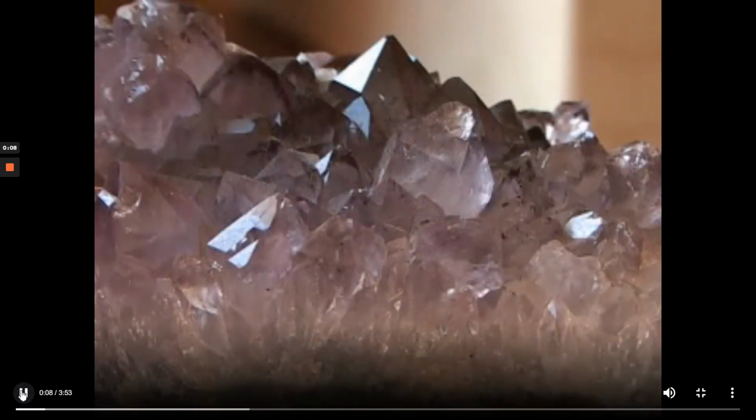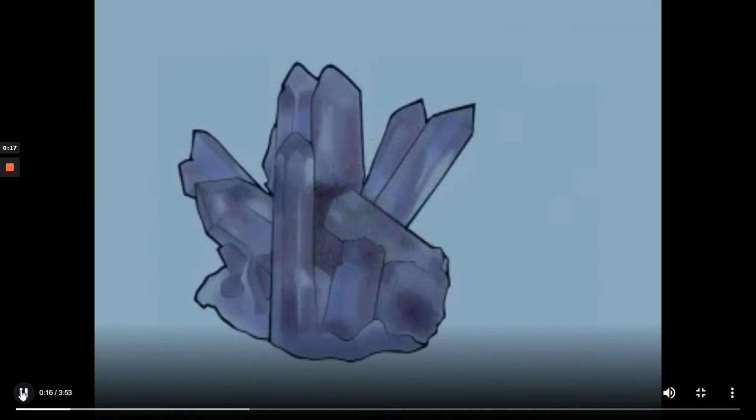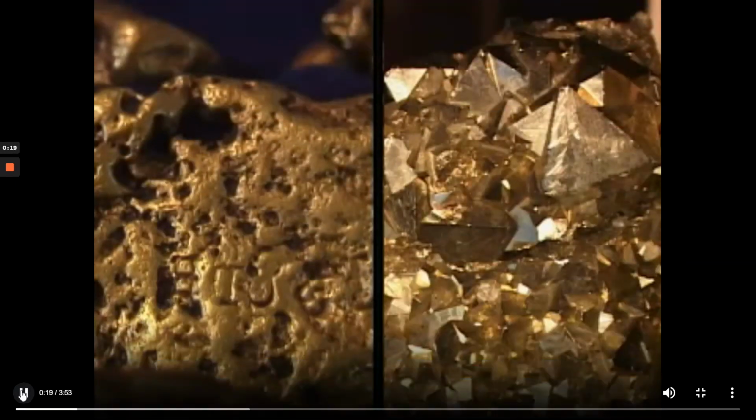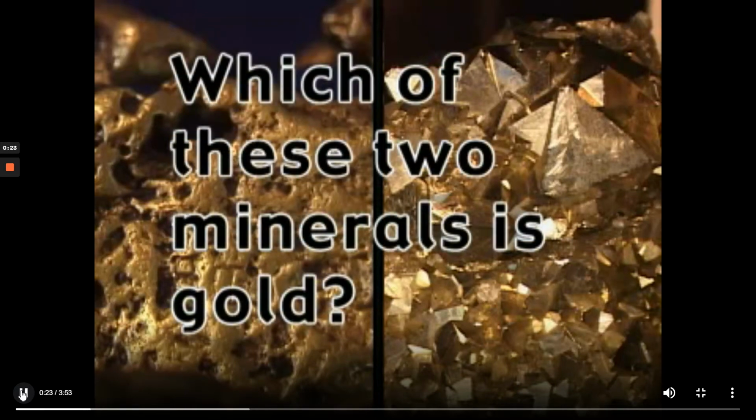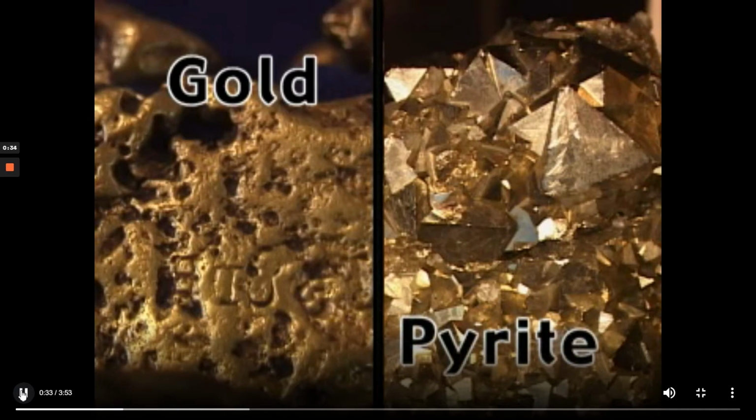Because there are so many different kinds of minerals, it isn't always easy to tell them apart. You compare. Which of these two minerals is gold? The one on the left is gold. The one on the right looks like gold, but is called pyrite, or fool's gold.